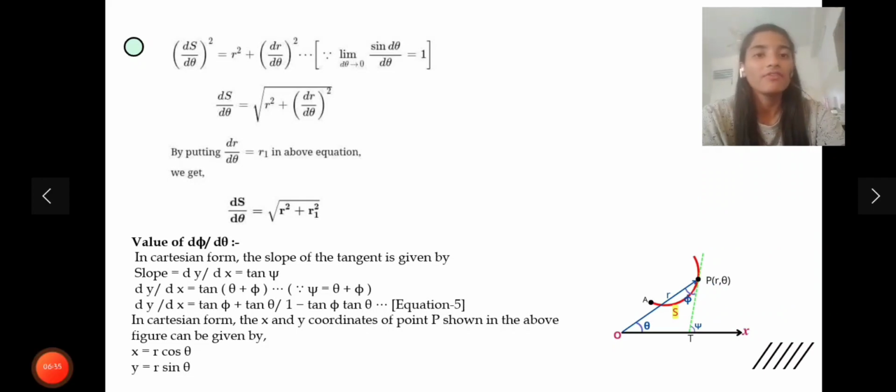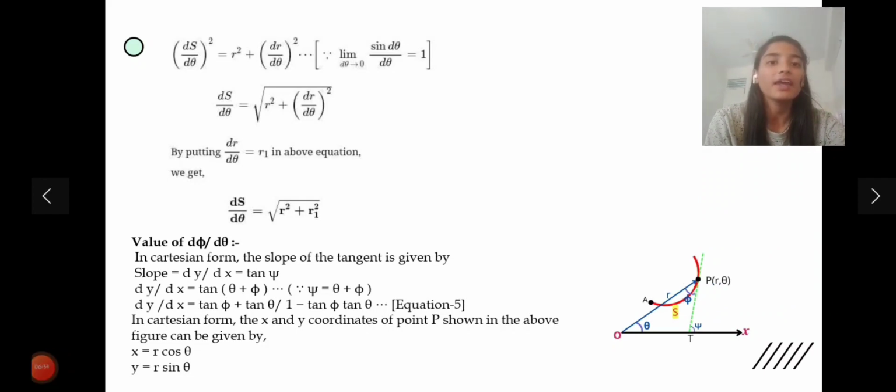Value of d phi by d theta. In Cartesian form, the slope of the tangent is given by slope is equal to dy by dx, which is equal to tan of theta plus phi. So dy by dx is equal to tan phi plus tan theta divided by 1 minus tan phi tan theta.